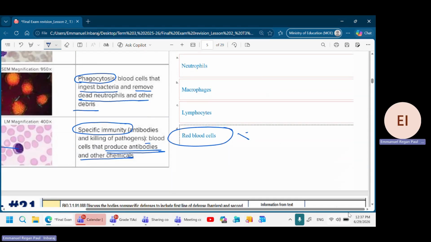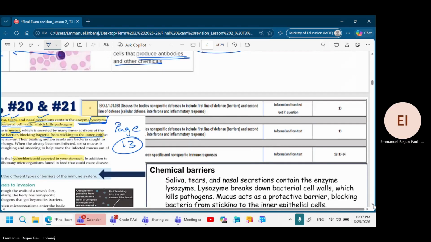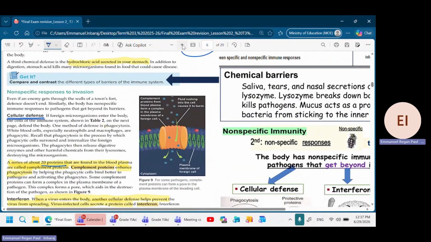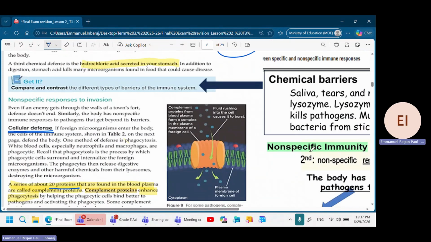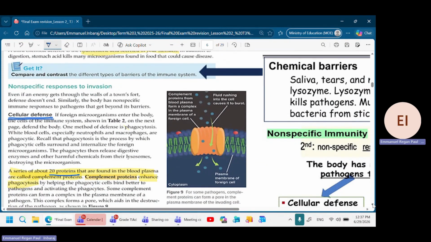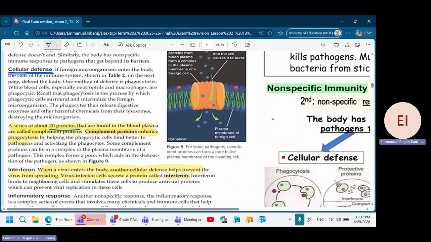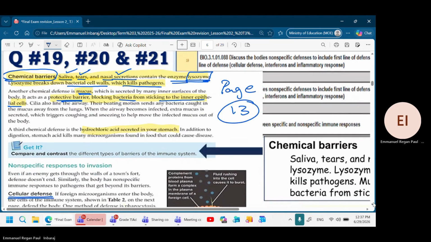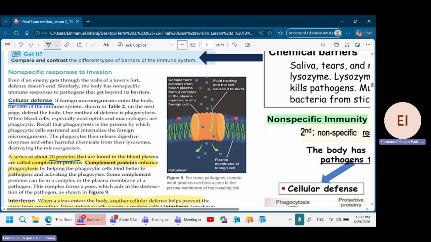Okay, let's go to the next page. Here we go. You also have something else. There is a series of 20 proteins. You see, this question is very important, my dear. They will give you this picture. This picture is very important. What is this? If they give you this picture, try to understand. This is the plasma membrane, and here you have, see, what is this? This is complement protein.